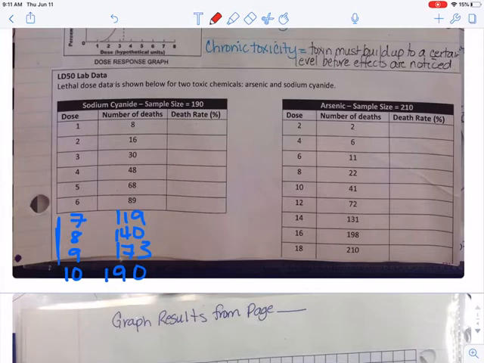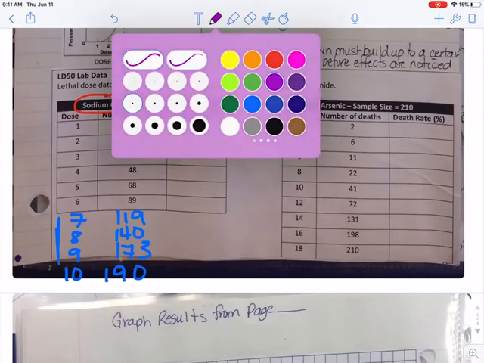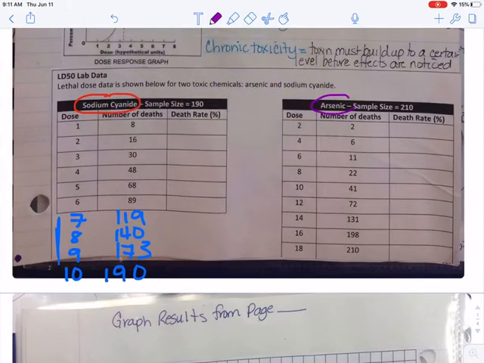So we have two different chemicals. Over here we have sodium cyanide, and I'm going to be doing the calculations for sodium cyanide in red. And then over here we have arsenic, and I am going to do arsenic in purple. And you'll see why I'm using different colors when we get to the graph. So first thing that we have to do is calculate the death rate. And the death rate is a percent.